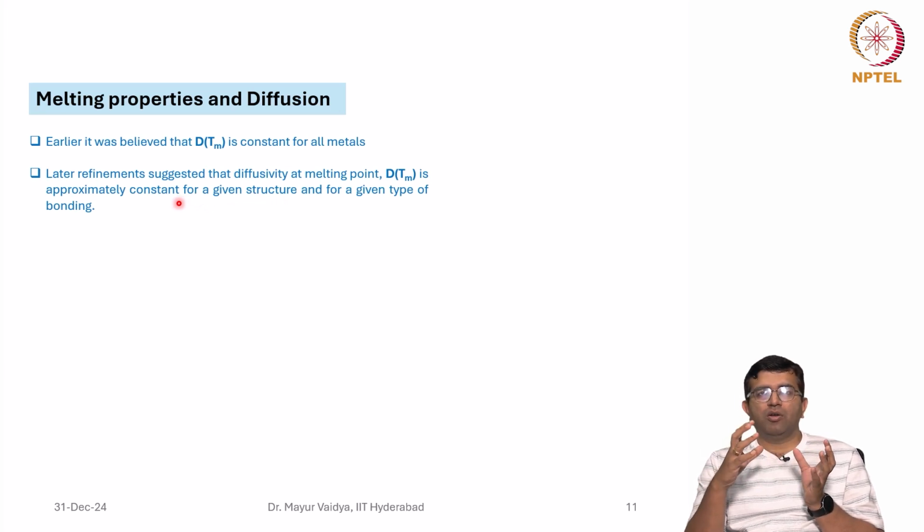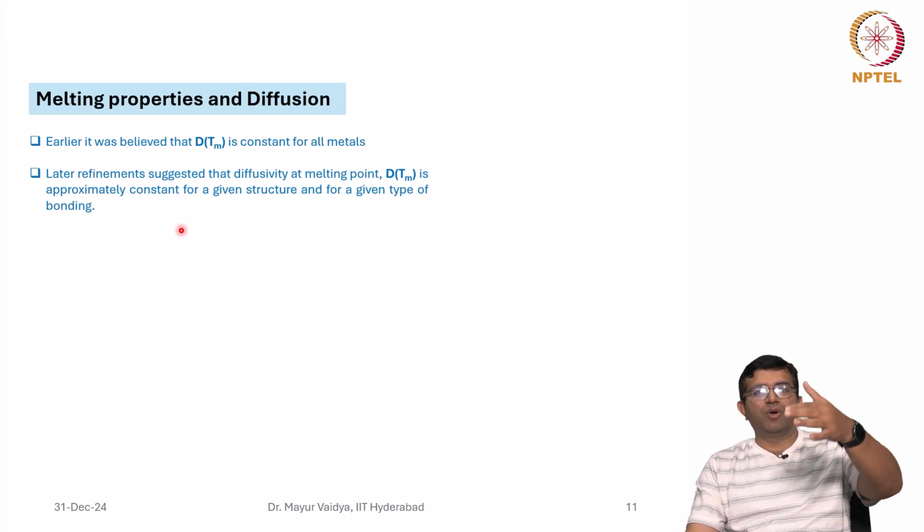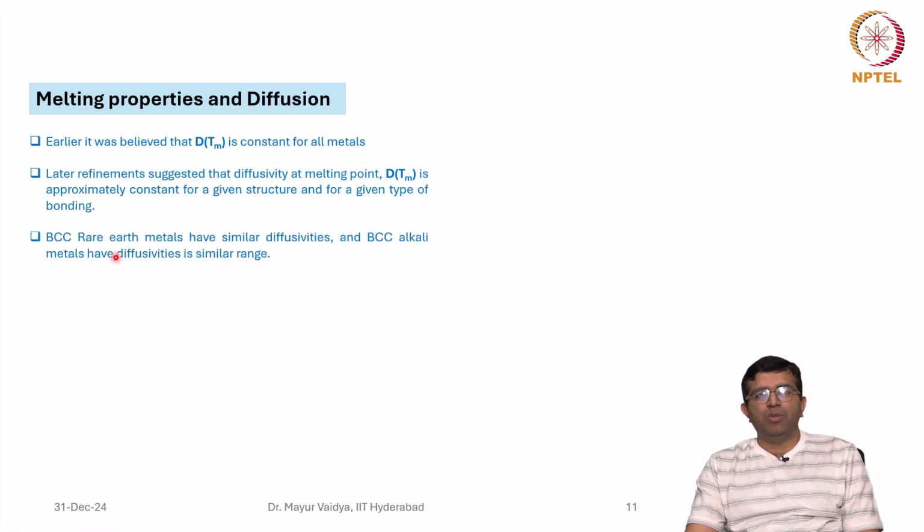So it may not happen, actually I will show you later, that the DTm, the diffusivity at melting point, is only approximately constant for a given structure and for a given type of bonding. It's not one number for all the types of metals and alloys and so on. For example, BCC rare earth metals have similar diffusivity and BCC alkali metals have diffusivities in similar range, but these two diffusivities are not equal. So you have a certain range in which the diffusivities lie for BCC rare earth metals and a certain range in which it will lie for BCC alkali metals. But it is not like that all BCC will have similar diffusivities at melting point.